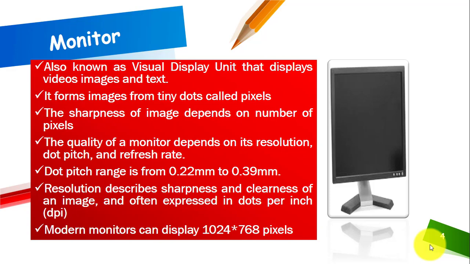The sharpness of the image depends on the number of pixels. The quality of the monitor depends on its resolution, dot pitch and refresh rate. The dot pitch range of the monitor is from 0.22 mm to 0.39 mm, and the resolution of the monitor describes the sharpness and clearness of an image and is often expressed in dpi, that is dots per inch. It is important to note that the higher the resolution, the better the image quality. Modern monitors can display 1024 by 768 pixels resolution. You can see on your right, this is a picture of a monitor.